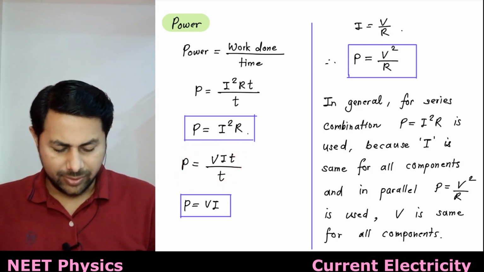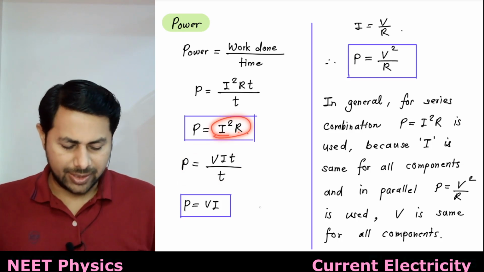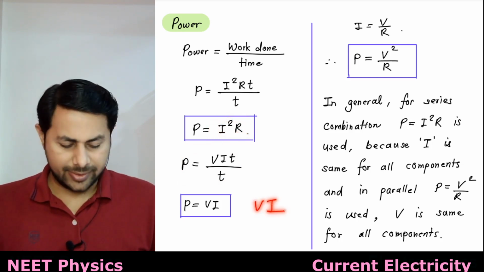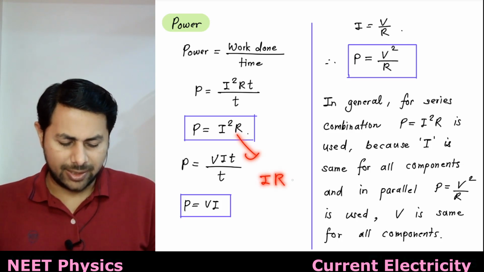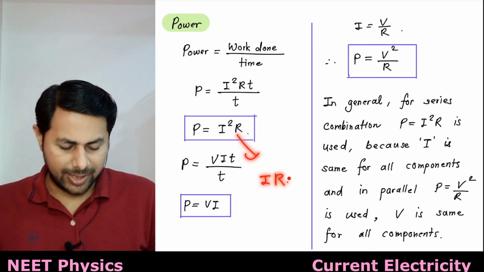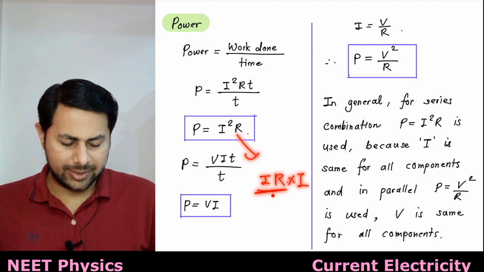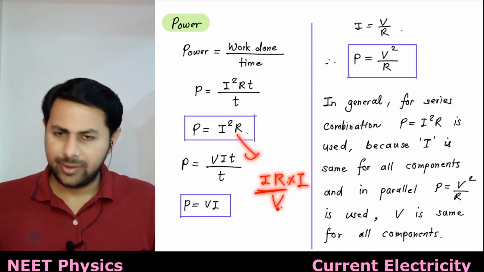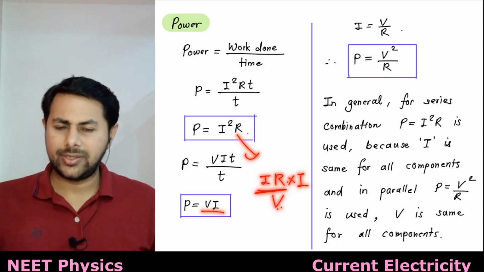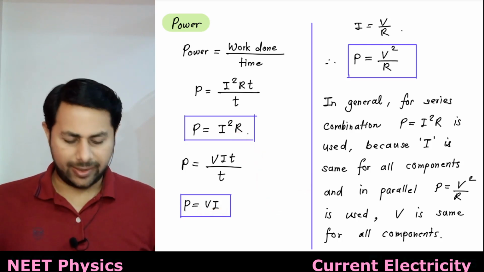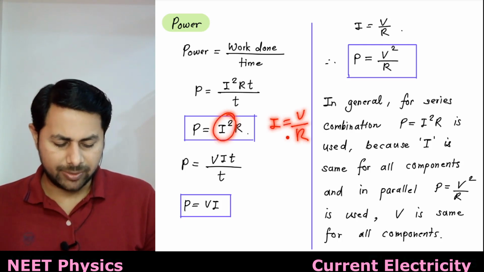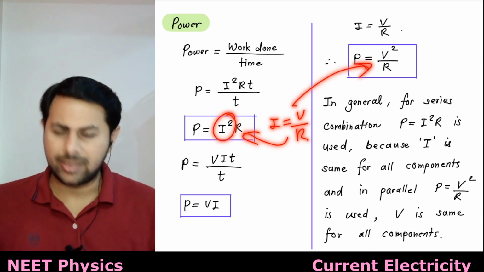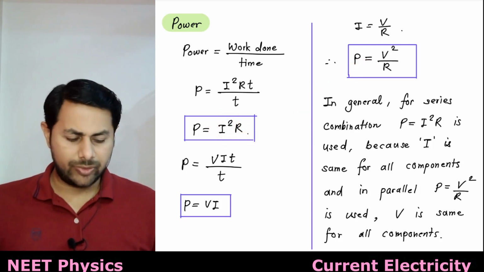This I square R can be written as V times I, right? You have I square R, so it can be written as I times R multiplied by I, and IR is equal to V, we know that. So power is equal to V times I. This is another formula. And then you can write I is equal to V upon R. You can substitute that, and we get another formula for power: P is equal to V square by R.